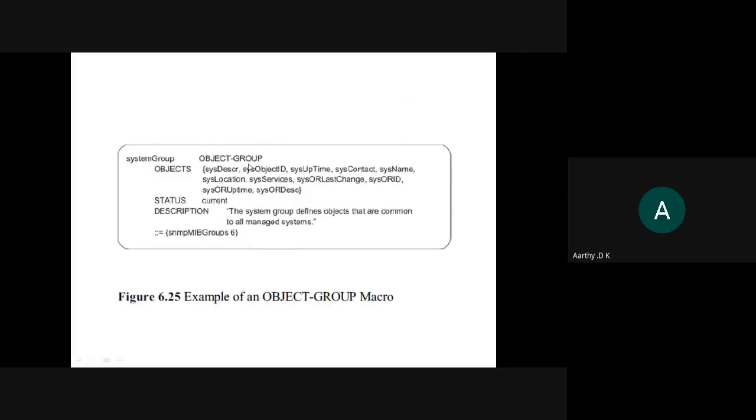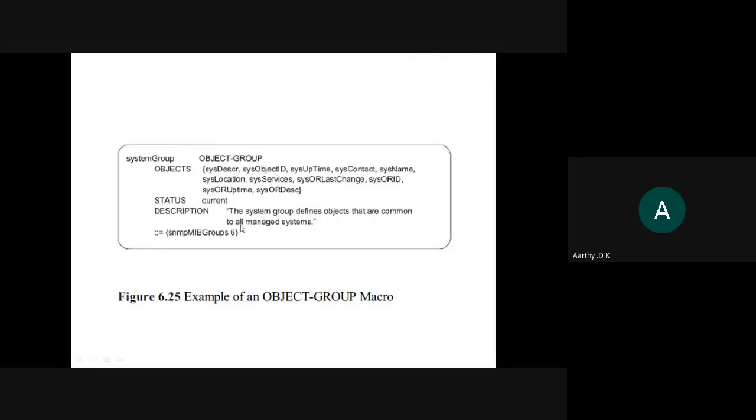So every object has its type and its value. In type, we saw what the different objects are, then the status, description and reference. And the second thing that belongs to a macro object group is the value. Value is nothing but your object identifier. So here the object identifier for a system group is SNMP MIB group 6.